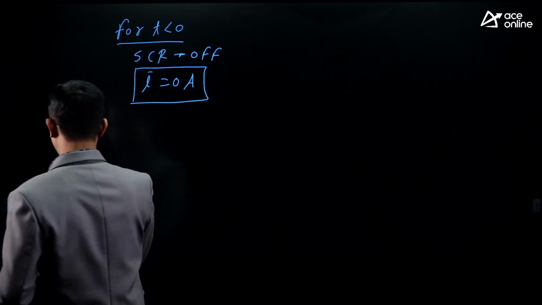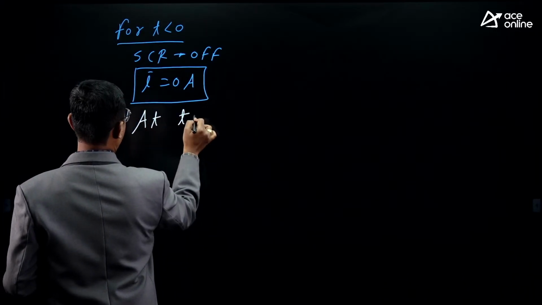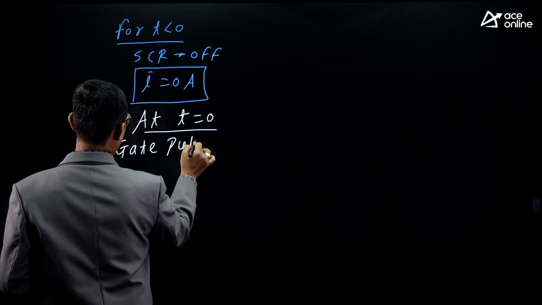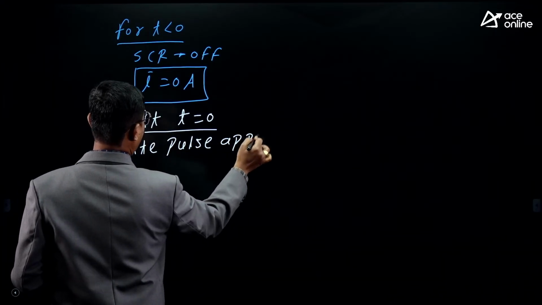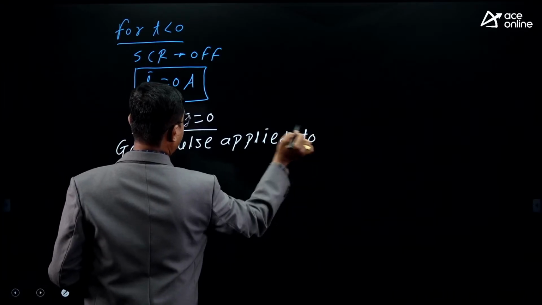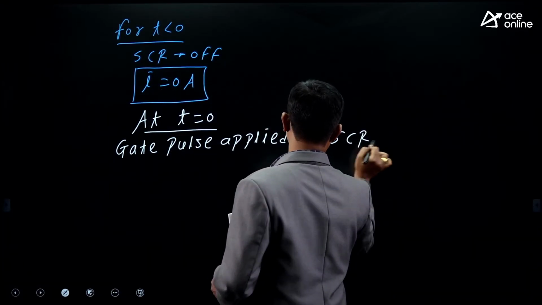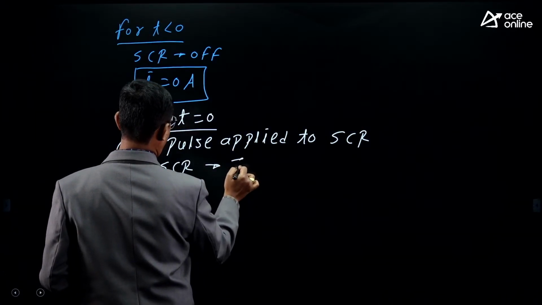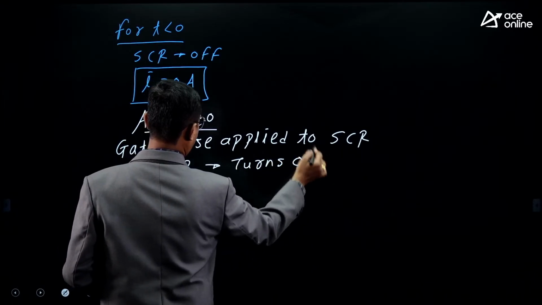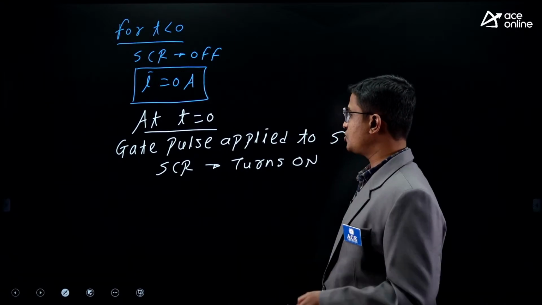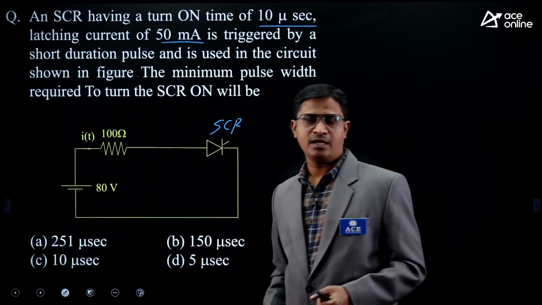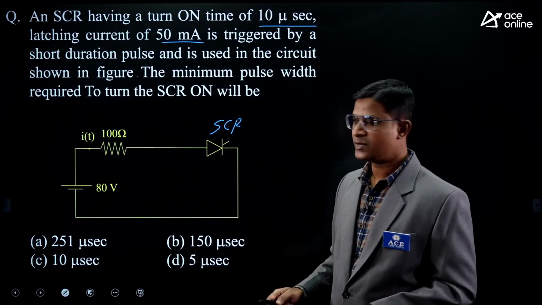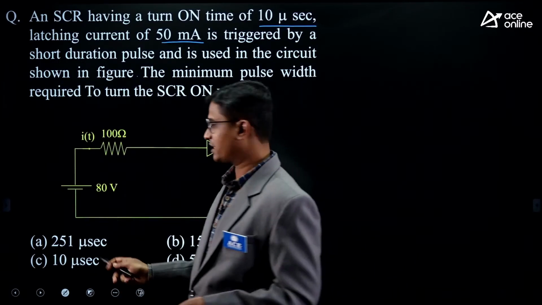At t equal to 0, we are applying the gate pulse to the SCR. If the gate pulse is applied to the SCR, your SCR will turn on. Now tell me, at t equal to 0, how is the circuit? The SCR will act as a short circuit, that is an on state device, and the resistor will act as a resistor. So my circuit is like this.